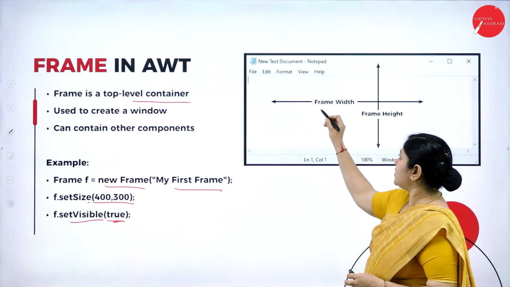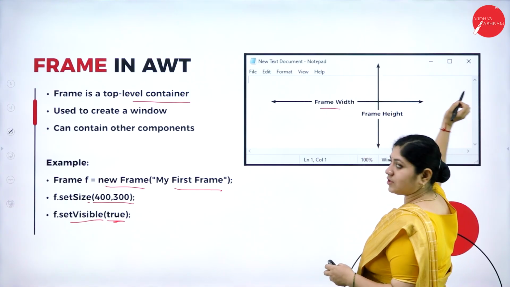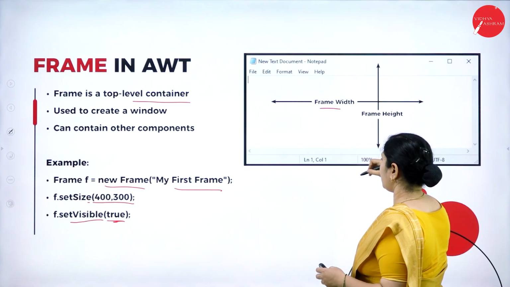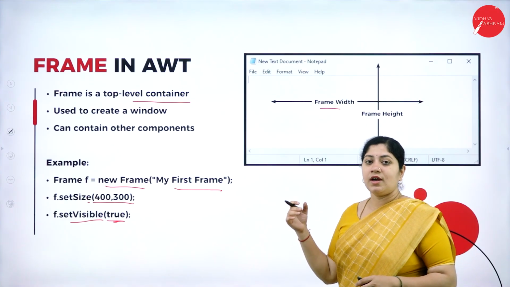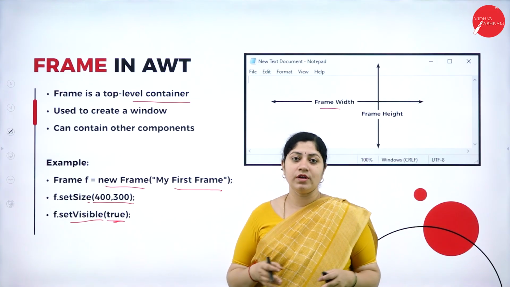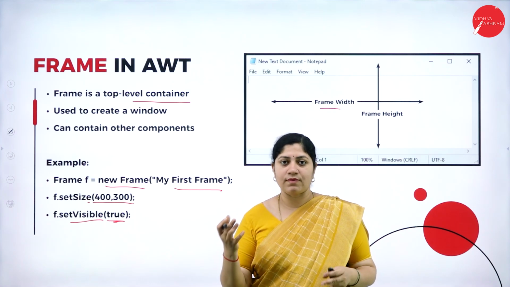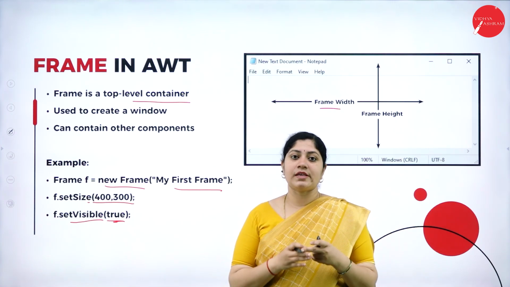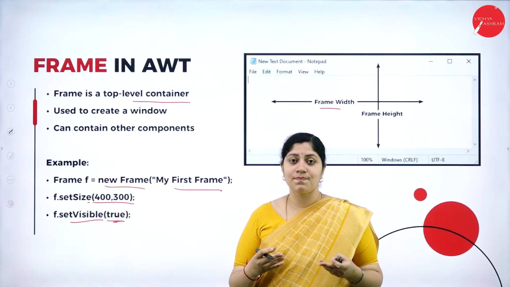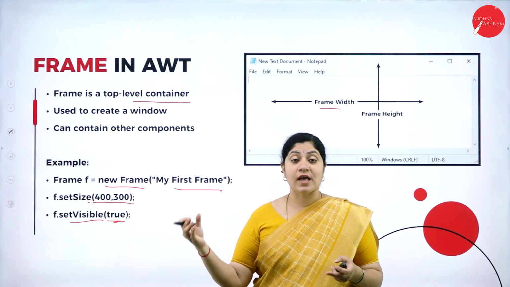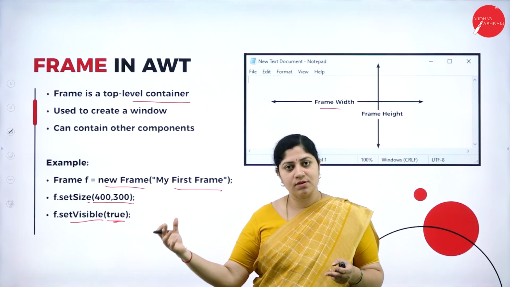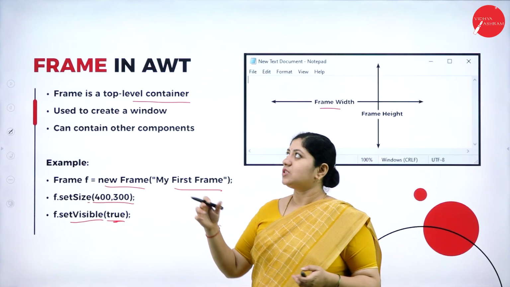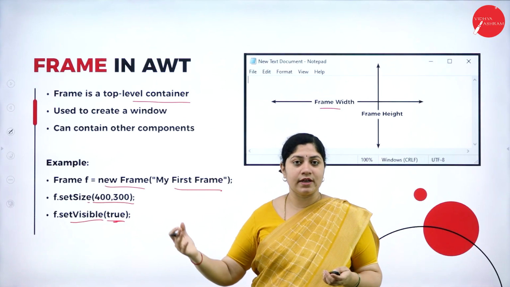Over here we can see the frame width and the frame height. So in this way, a frame is a simple window. When we open a notepad, for example, the free space can be considered as a frame, and we can see the dimensions of that frame, like what is the width of it, what is the length of it. So that's a simple frame in AWT.